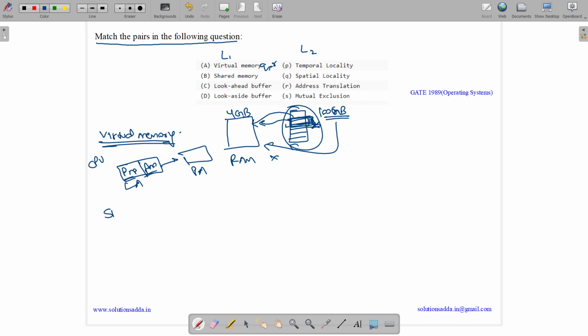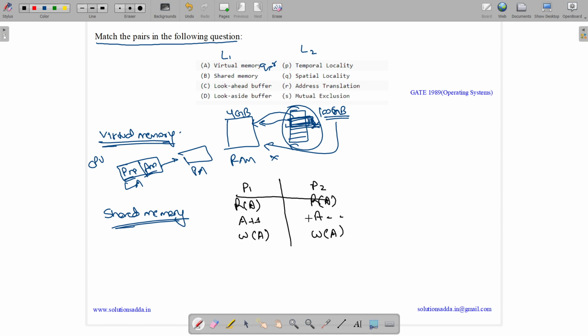Now let us see shared memory. What is a shared memory? The shared memory concept is related to the critical section. So what it says is that, let us suppose we have two codes P1 and P2. What P1 does is that P1 reads A, P1 increments A, and P1 writes A. And what P2 does is that P2 reads A, P2 decrements A, let us suppose, and P2 writes A. And let us suppose A is shared and has a value 10.